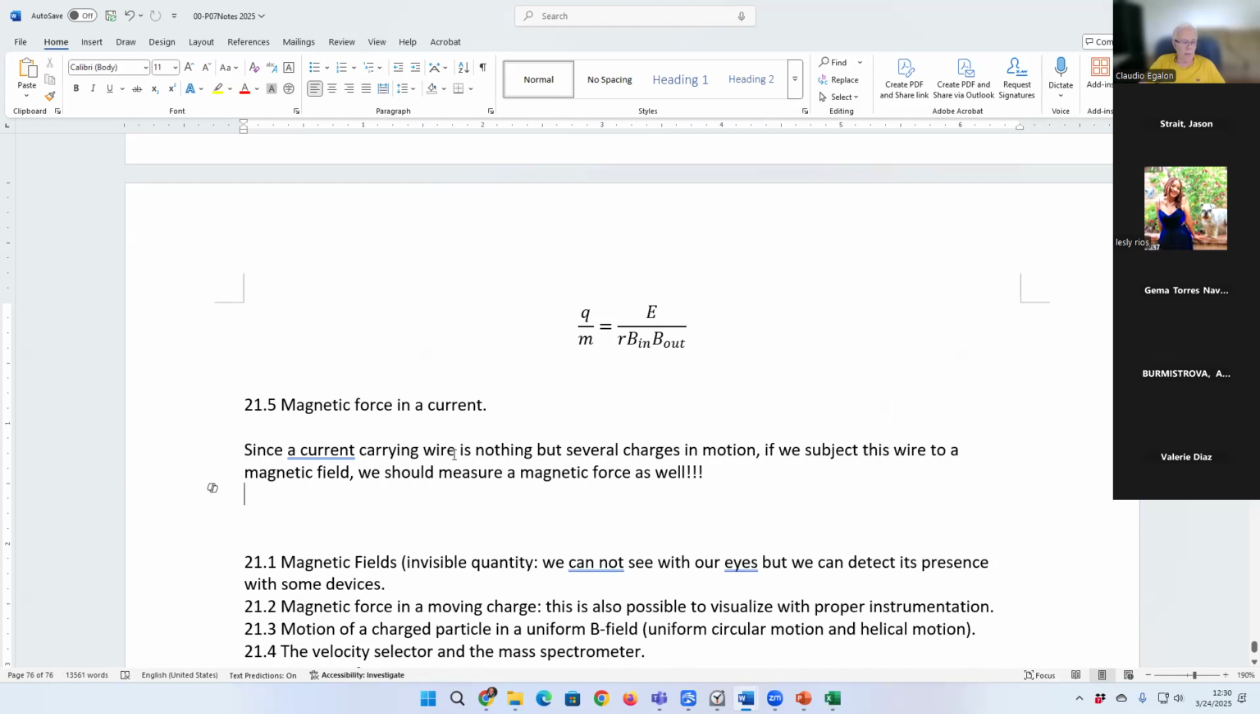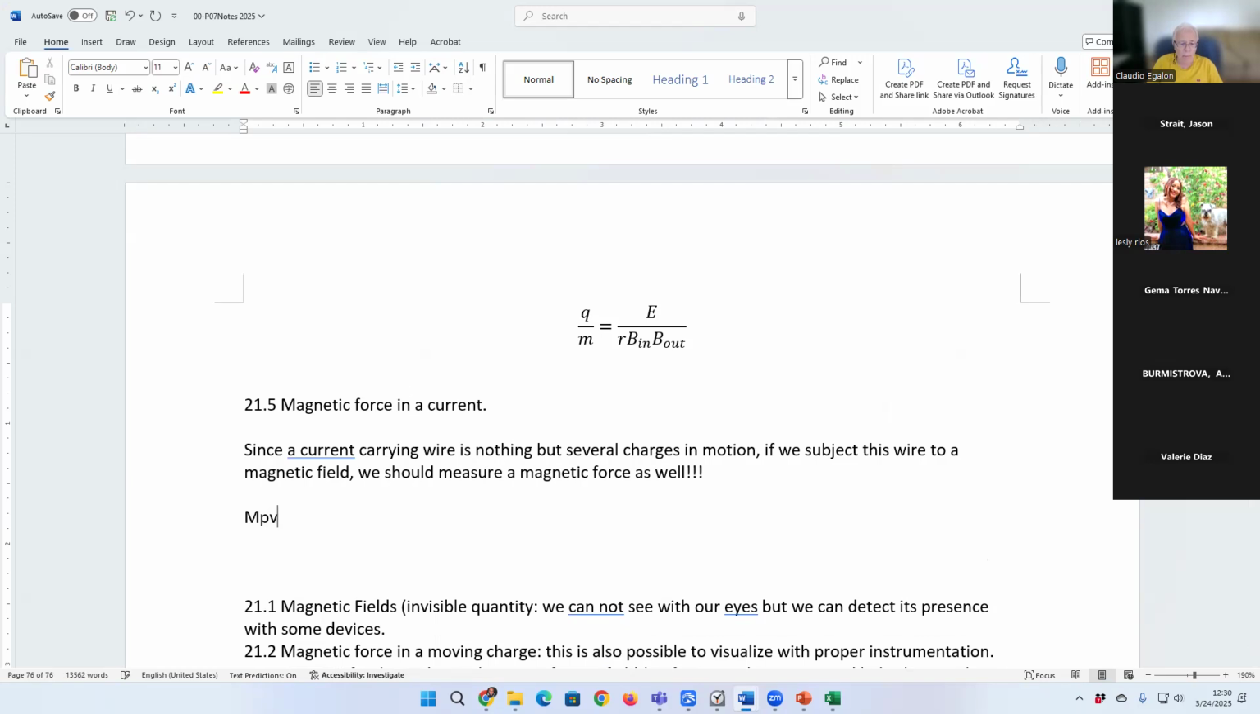Moving charges feel a magnetic force. A current carrying wire is made of moving charges. Consequently, a wire carrying a current should feel a magnetic force, right? Here we go, I'm going to repeat what I wrote in there. Moving charges may be subjected to a magnetic force.